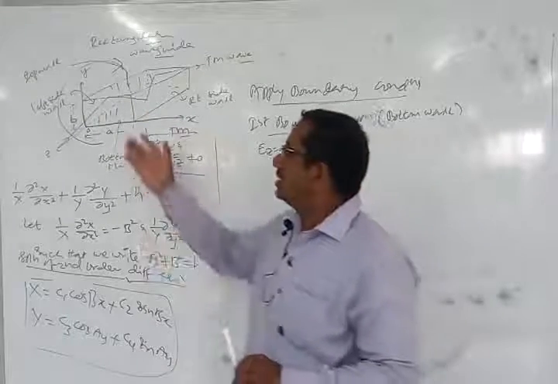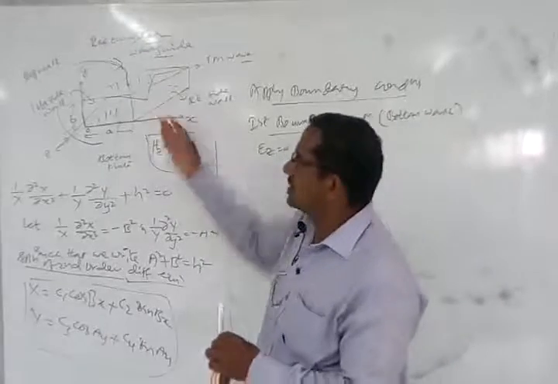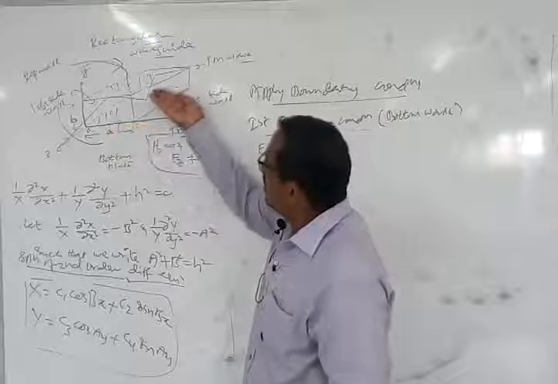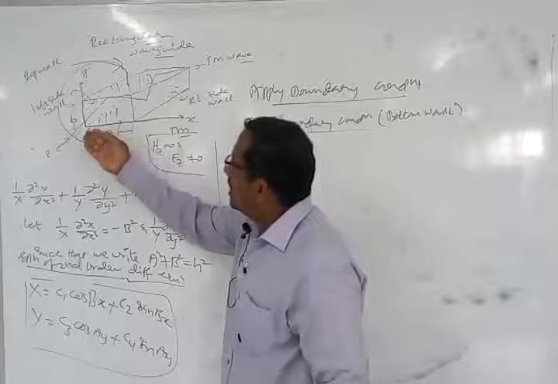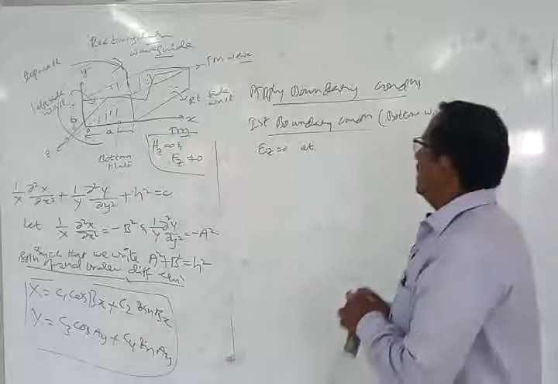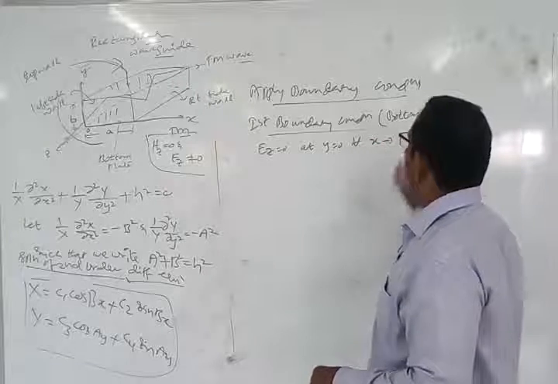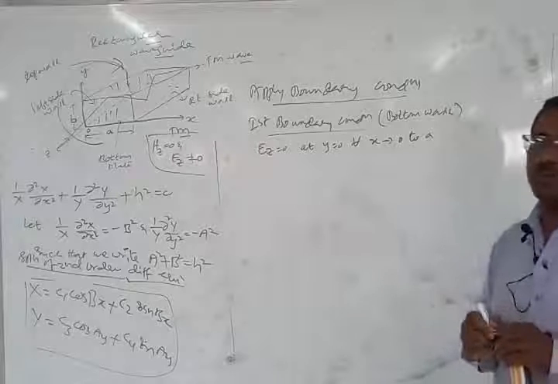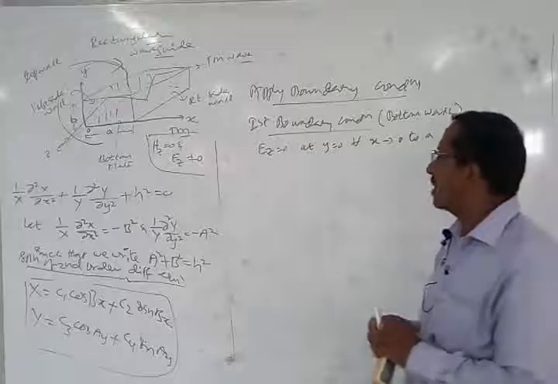Okay, this is a 3-dimensional figure, not a 2-dimensional figure, right? That means you should consider the parallel lines to get into the actual concept. So this bottom plane is varying such that at y is equal to 0 and x is varying between 0 to a. That means Ez is equal to 0 at y is equal to 0 for all x varying between 0 to a. So that is the equation we are going to write for the bottom wall as the first boundary condition that we are considering.